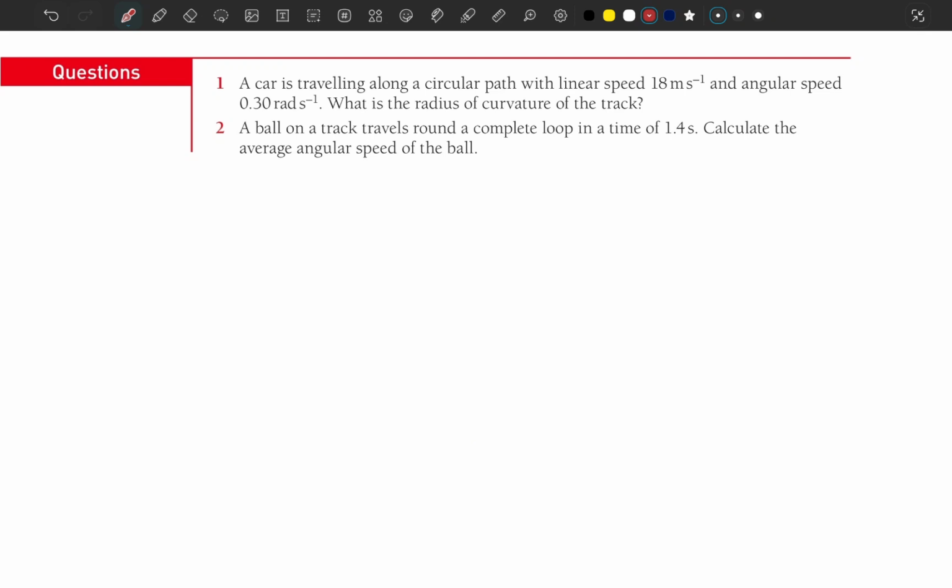And question 2 says a ball on a track travels around a complete loop in a time of 1.4 seconds. Calculate the average angular speed of the ball.